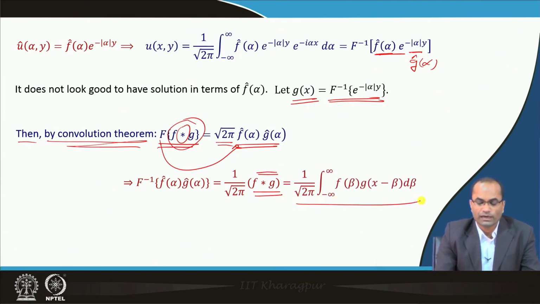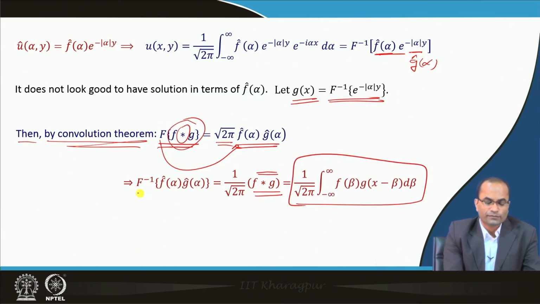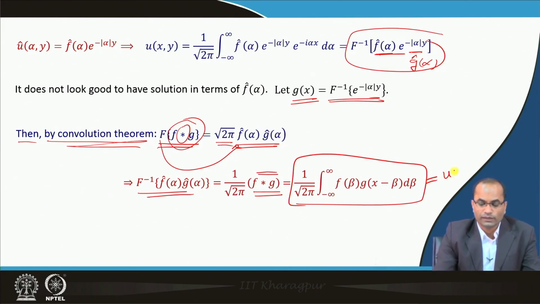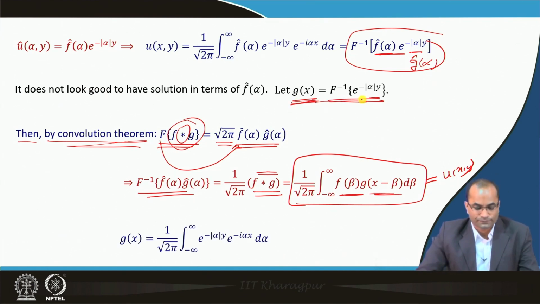That means we are going to have the solution in this form, because we are here with u(x, y). This is going to be our u(x, y), written in this integral form where we have f and g, but we do not know exactly what g is yet; we can evaluate that.